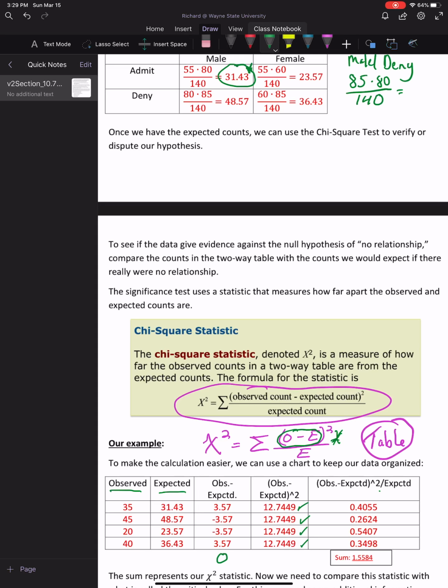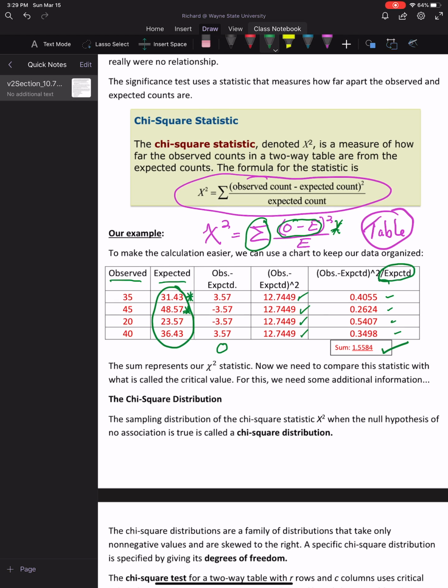And then the second step, what we do is we divide by the expected. Okay, so you got to make sure you're reading the expected values very, very carefully. So for example, in this first one, what you're going to do is 12.7449, and you're going to divide by 31.43. Then you're going to do 12.7449 divided by 48.57, and that's what gives you these values here. Sigma tells us to sum, and so we get a test statistic value of 1.5584.